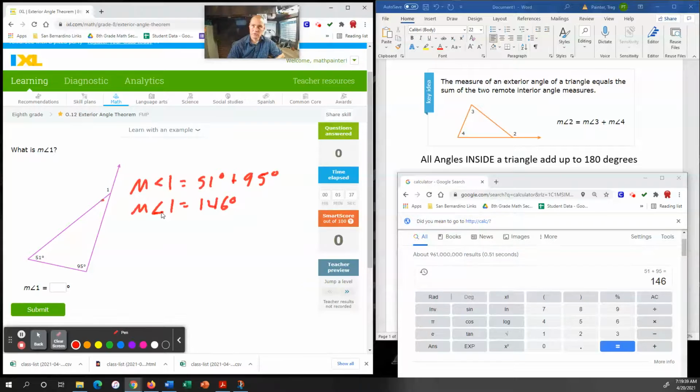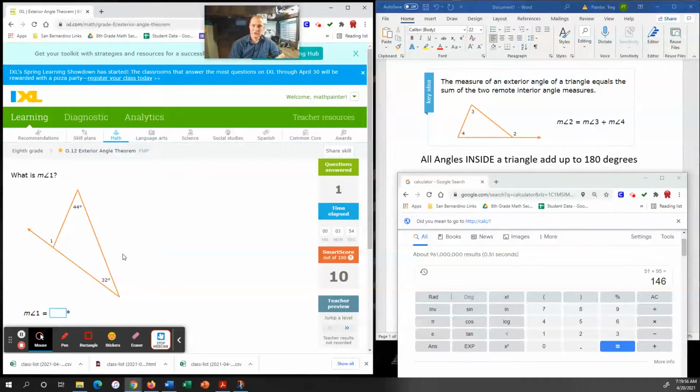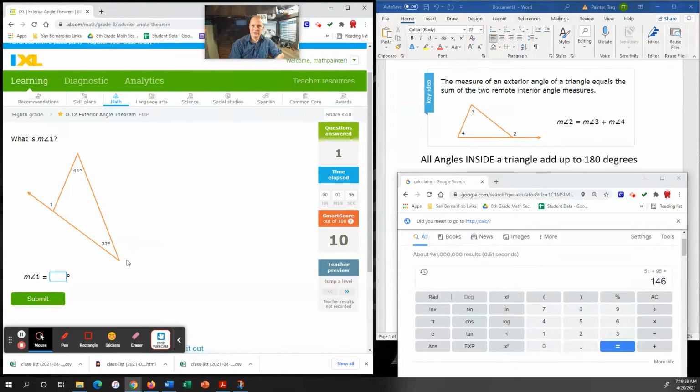Notice that measure 1 right here, because it's obtuse and a pretty large angle, kind of makes sense that it should be 146. So just check it real quick. Does it make sense? In this case, yes. So measure 1 is 146. I'll give you a little minute to look at it. It's our first question, and that just gave us a score of 10 points.